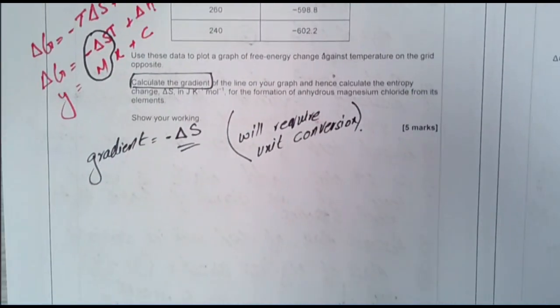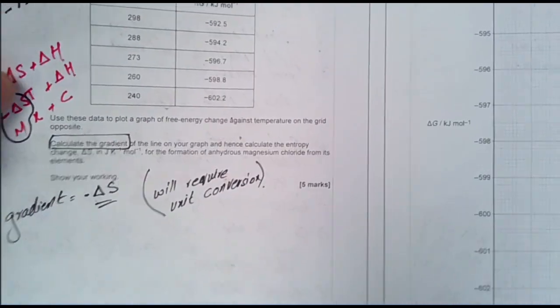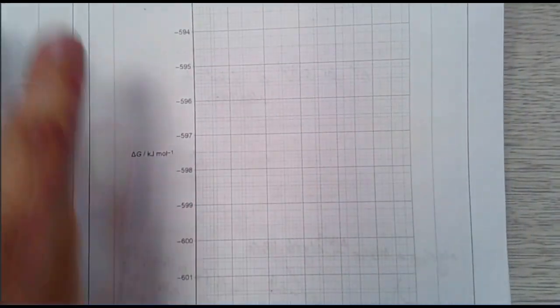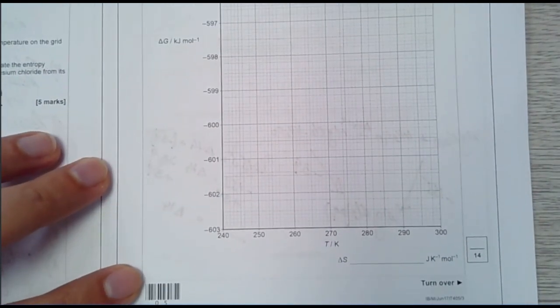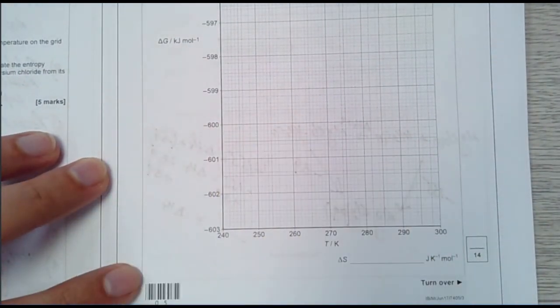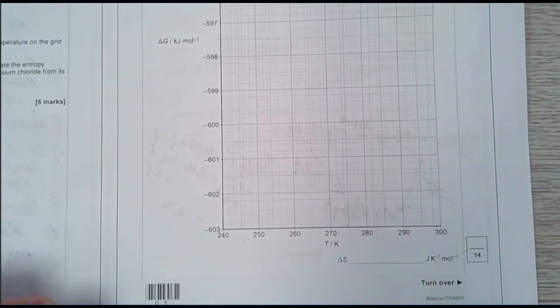Now, luckily this time they've already given you the scale on the y-axis and on the x-axis. Both the scales have been given to you. So if you plot this graph, it will be a straight line graph. And if you calculate the gradient of that graph, I can pick up the value from the mark scheme. Let me see what the value of the gradient is.